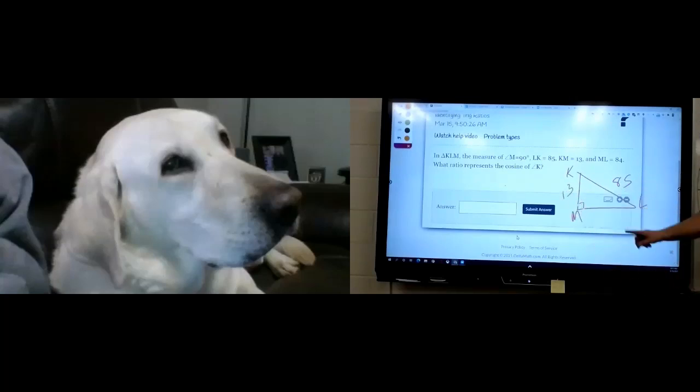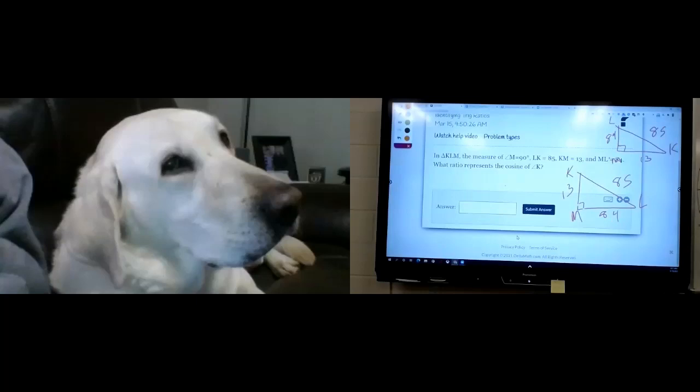ML, 84. Now, by the way, let's do this again. But let's say I put L here and K here. This is still 85, that's still 90. And now it says KM is 13 and ML is 84. Yeah, that doesn't look right. Okay, it doesn't look right, but will it matter when I do my answer? No.